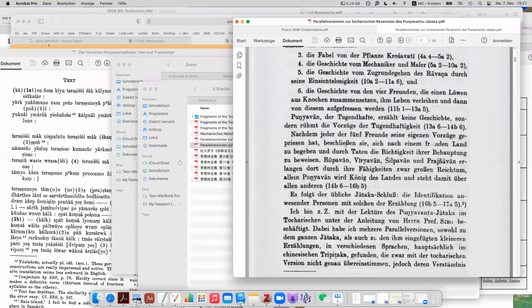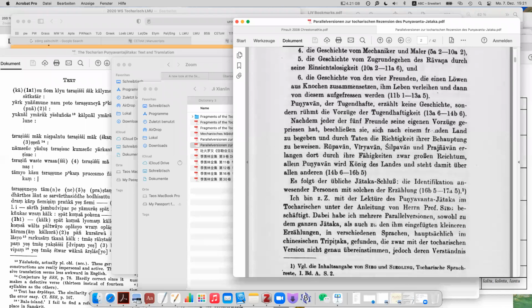Okay. And then comes a story that the four princes, there's five figures, and they are also princes of one kingdom, and then they go to a foreign land and they want to test their capabilities. Yeah, and of course Punyavan becomes a king, and he is actually the best. And then all the other four become the servants to Punyavan.